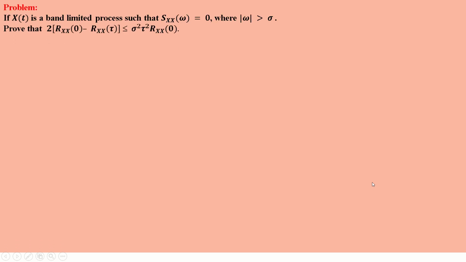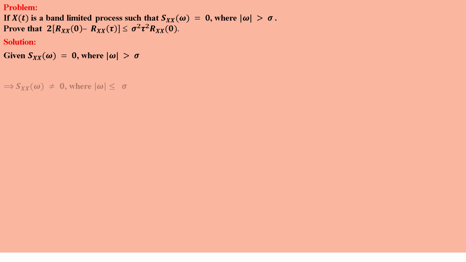Next problem. If x of t is a band limited process such that Sxx of omega is equal to 0, where modulus omega is greater than sigma, prove that 2 into Rxx of 0 minus Rxx of tau is less than or equal to sigma square tau square Rxx of 0. So given Sxx of omega is equal to 0, where mod omega is greater than sigma.